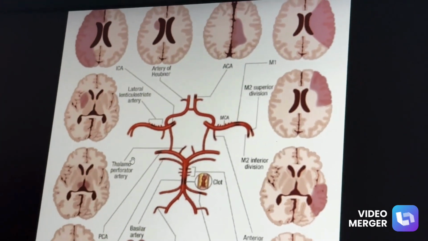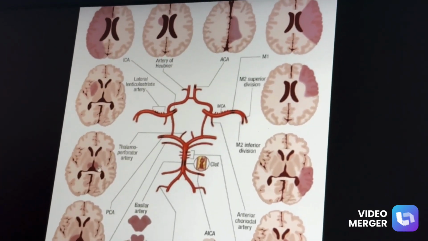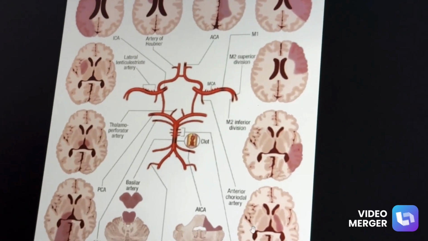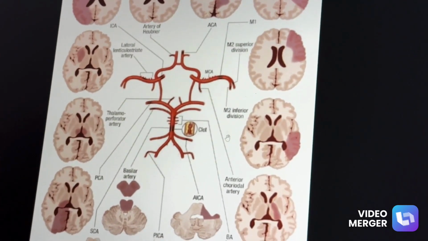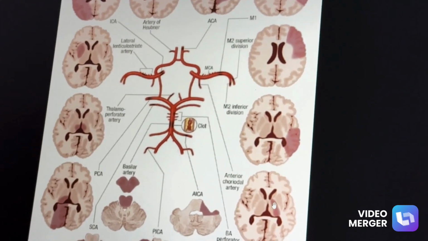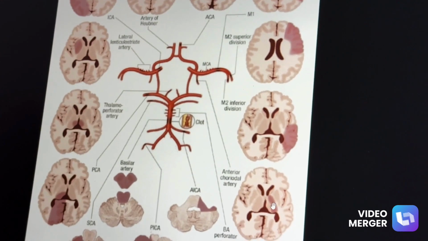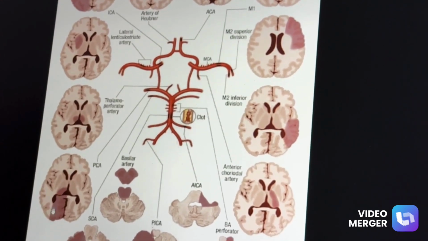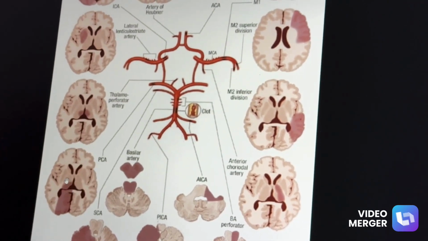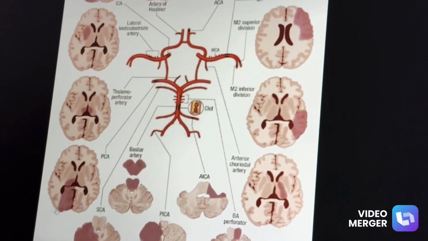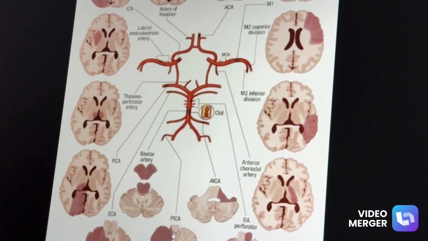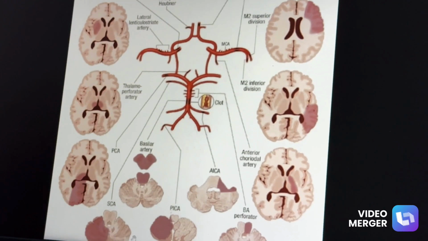This is the thalamoperforating artery, as we mentioned, part of the supply of the thalamus. And this is the anterior choroidal artery, supplying part of the internal capsule. And this is the posterior cerebral artery territory, as you see, supplying part of the thalamus and a large area of the medial aspect of the occipital lobes. This is the distribution of the posterior circulation.